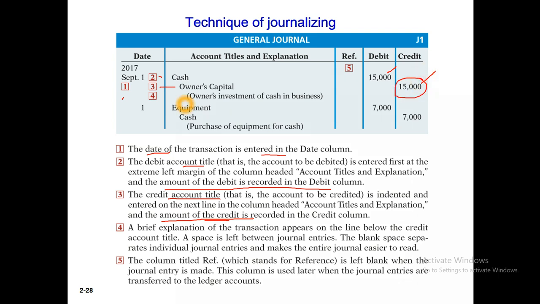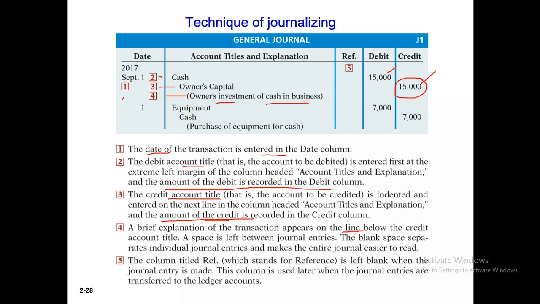And number four, just a brief explanation. It's a brief explanation that we need to write down: the owner's investment of cash in the business. This is the brief explanation of the transaction, appearing on the line below. That means here we write it down.